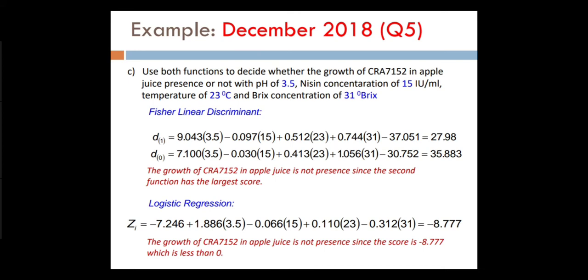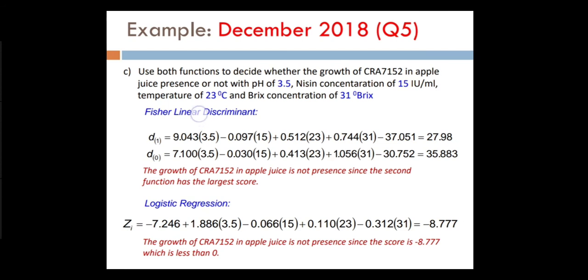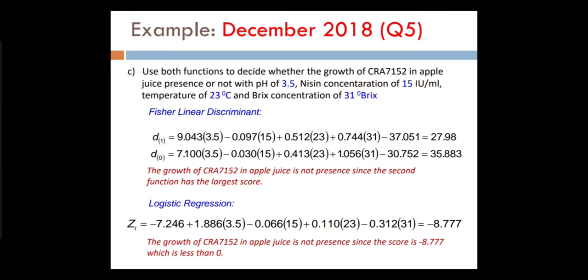For the linear discriminant, when we replace all the values, D1 gets 27.98, and D0 gets 35.883. So as I said just now, we classify the newcomer to the group that has the highest score, which is D0, here. So we can say that the growth of the CRA in apple juice is not present, because we put it into the second group, not presence, as the second function has the largest score.